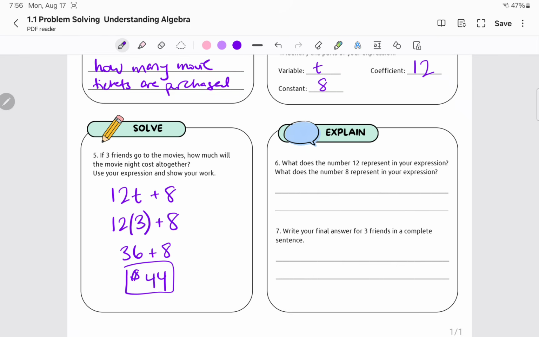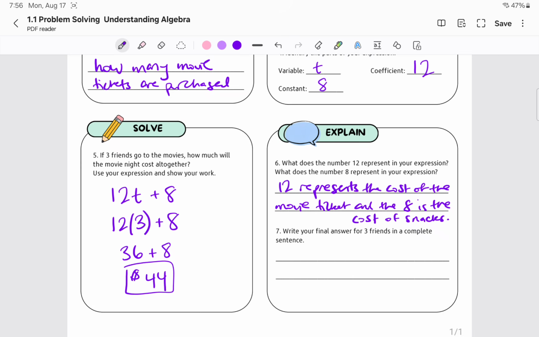And now let's go to explain. What does the number 12 represent in your expression? 12 represents the cost of the movie ticket. And the 8 is the cost of snacks. However you wrote that, it could be something along the lines of this: that 12 represents the cost of the movie ticket, and the 8 is the cost of the snacks.